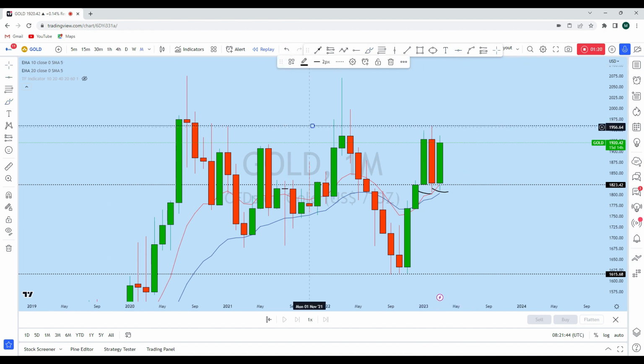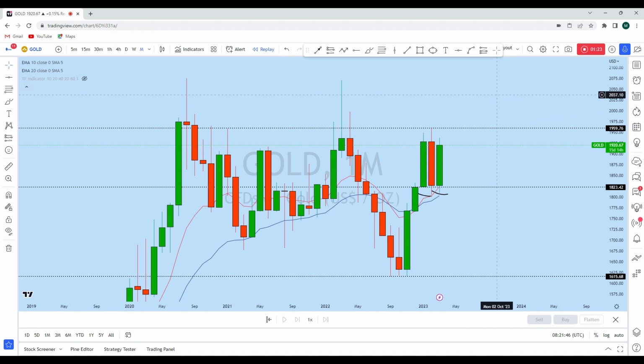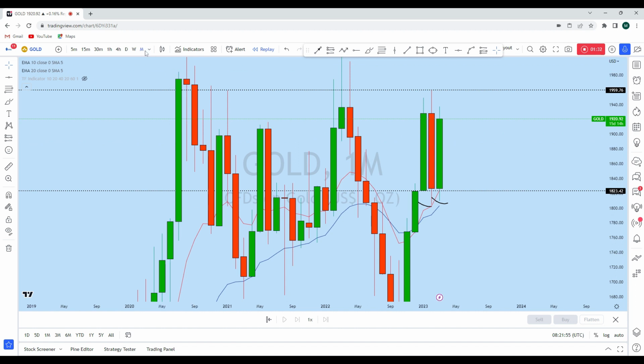With that being said, we can now expect gold to at least hit the 1960 level, or even break this high to create a new higher high. So the monthly is showing strong bullish momentum.